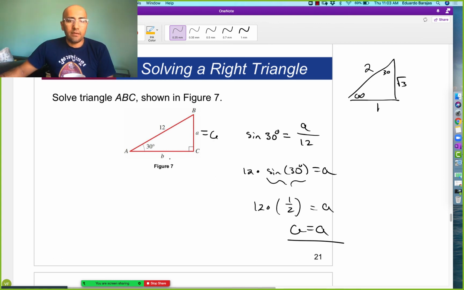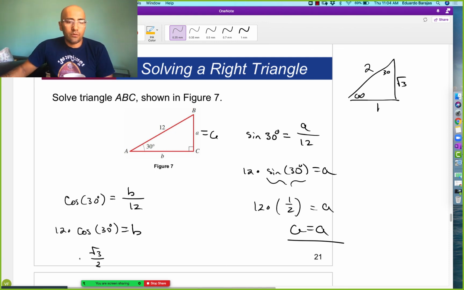Good. B, well, I can use cosine of 30 degrees. Cosine of 30 degrees is equal to adjacent over hypotenuse. So 12 times cosine of 30 degrees must be B. And from my triangle here, cosine is adjacent over hypotenuse. So this must be root 3 over 2 times 12 equals B. So therefore, B must be equal to 6 root 3.